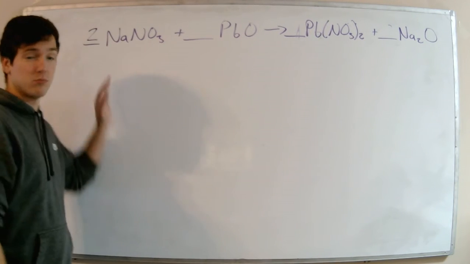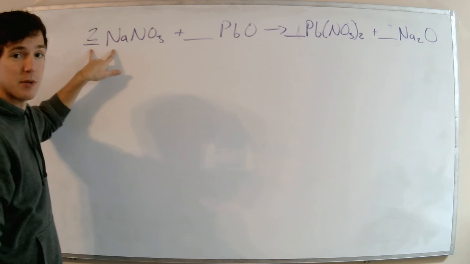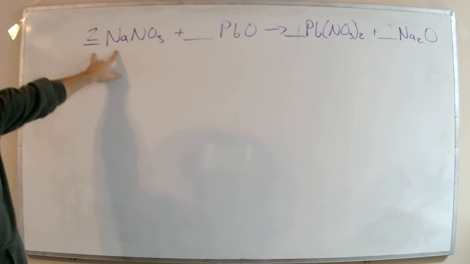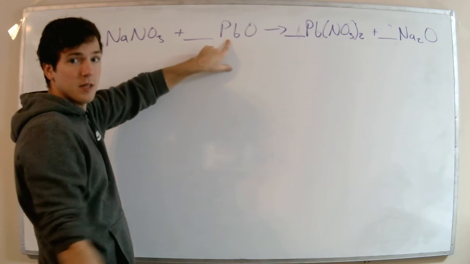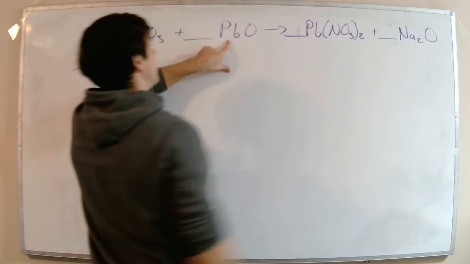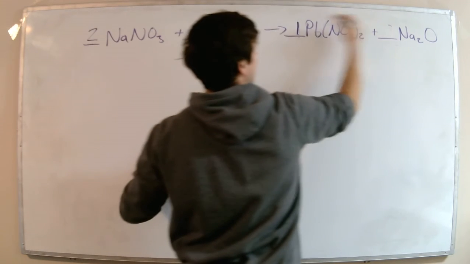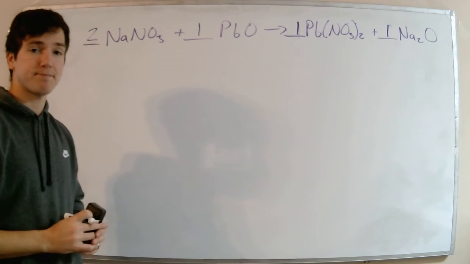Now let's just start with what we changed next. We now have two sodiums, because I put a 2 in front there. Let's check over here. Hey, I have two sodiums. Cool. So that's good. Sodiums are good, nitrates are good. I got one lead. I got one lead. I got one oxygen that's by itself. I got one oxygen that's by itself. This thing is balanced. Right.